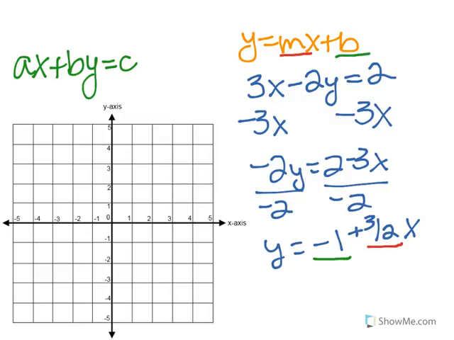So going ahead and graphing this, we're going to have a point at -1, and then because our slope is positive, and remember it's rise over run, we're going to go up 3 over 2, point, and then up 3 over 2, point, and then just draw a line.